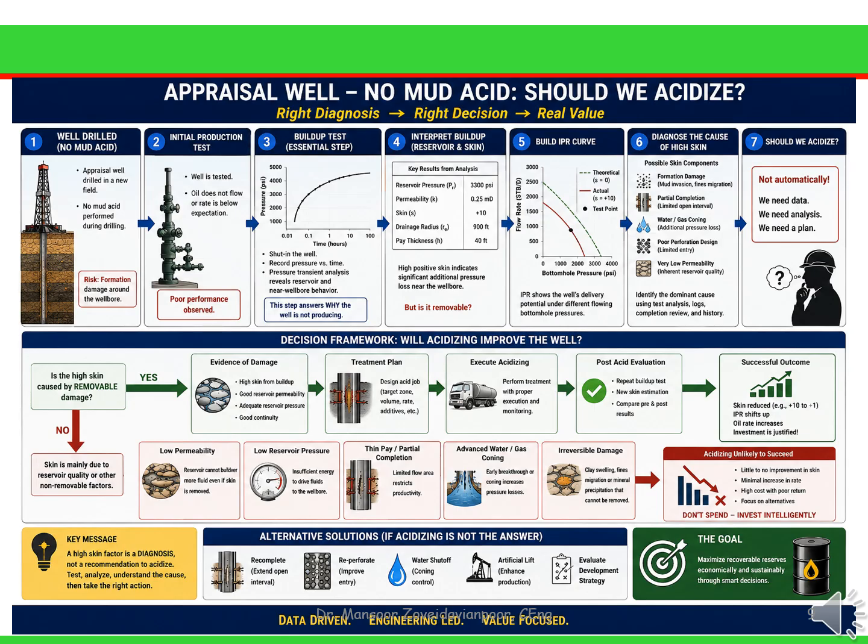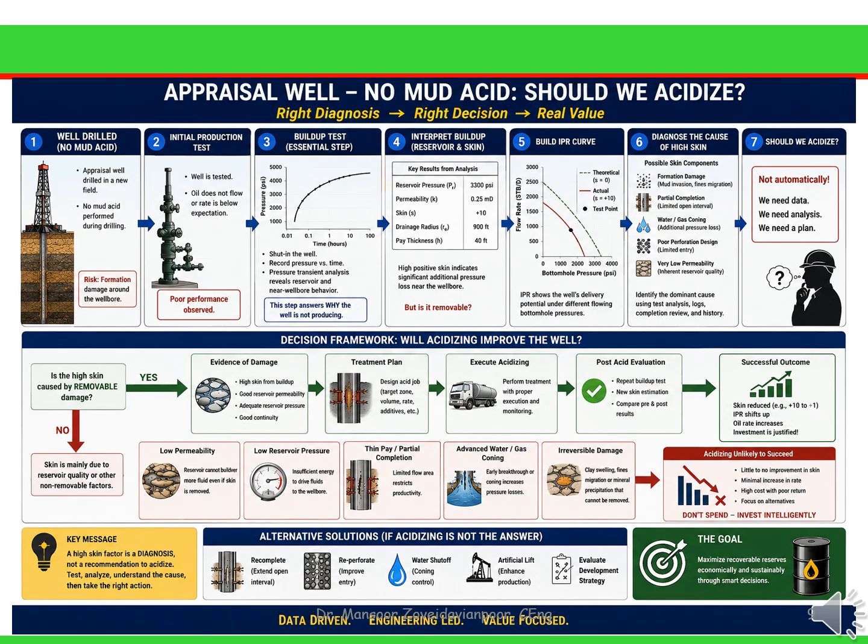Let's walk through a real field example. An appraisal well is drilled in a newly discovered reservoir. During drilling, no mud acid treatment is performed, so there is a possibility that drilling fluids have damaged the formation near the wellbore. The well is completed and a production test is carried out. The result is disappointing. Oil either does not flow, or the production rate is much lower than expected. The operations team quickly suggests, let's acidize the well.